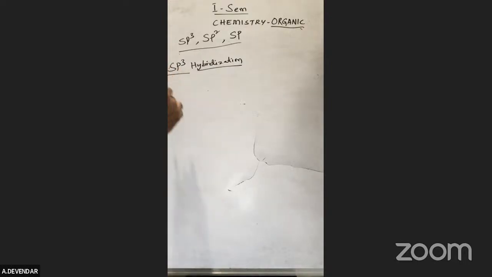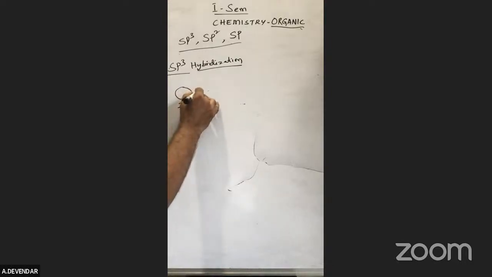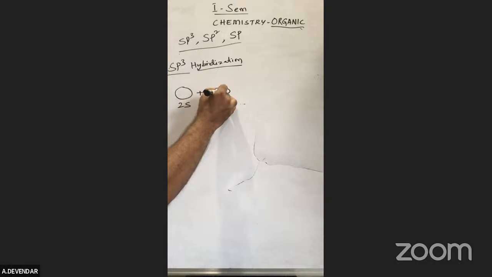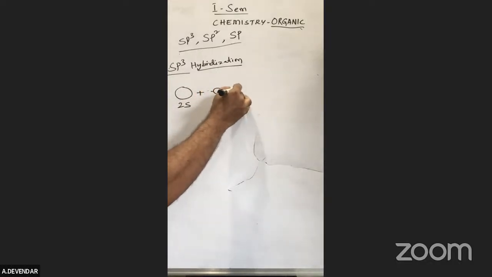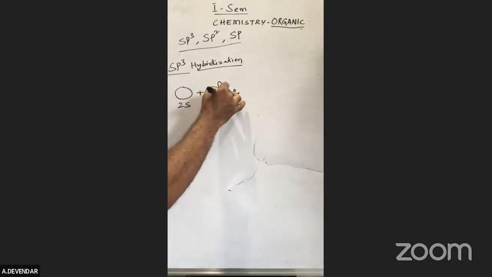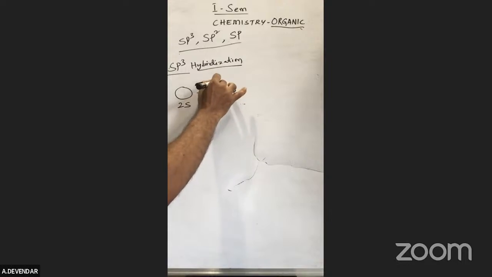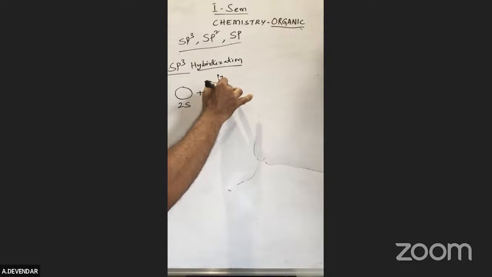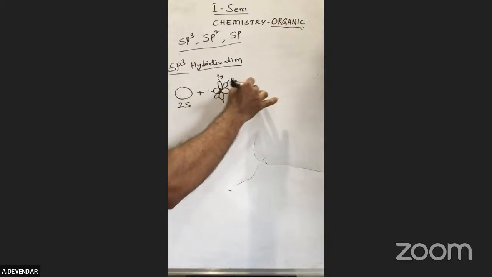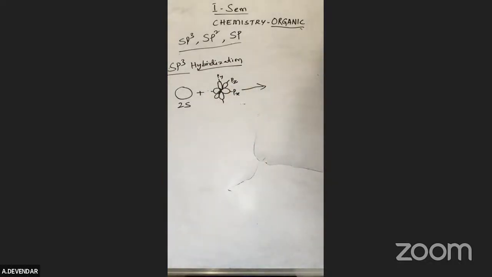So I'm using the structure. The spherical shaped s orbital is the 2s of the carbon atom. You already saw it just now. And the 3 dumbbell shaped p orbitals: this one belongs to px, this one belongs to py, and this one belongs to pz. They are mixing. It is like grinding.